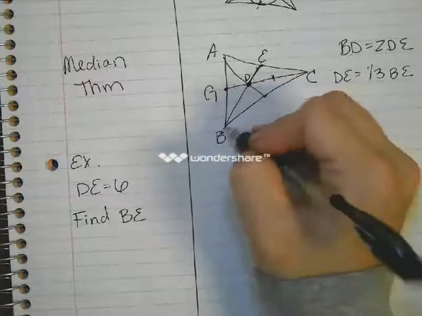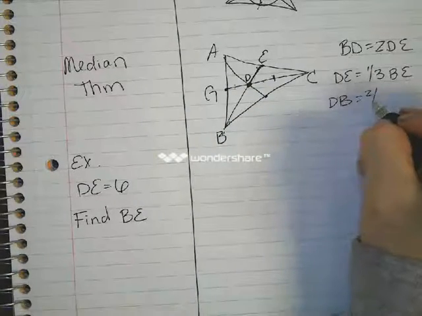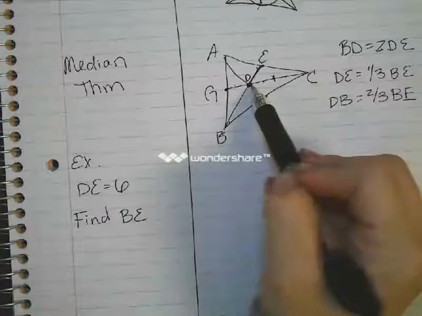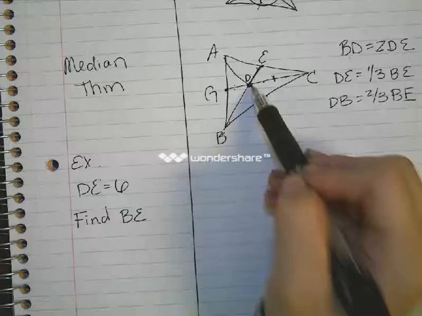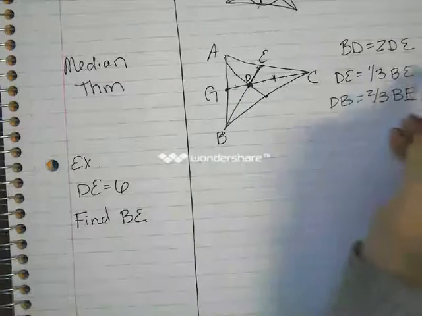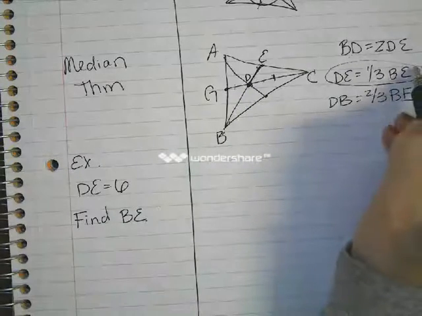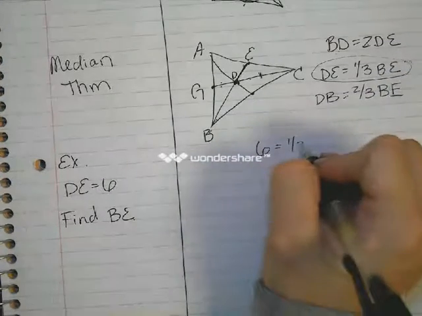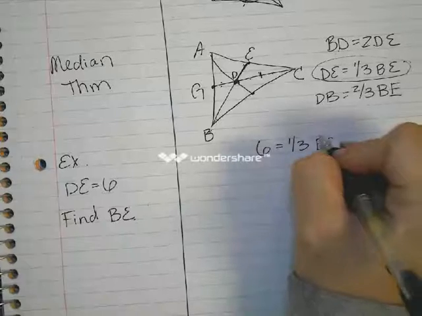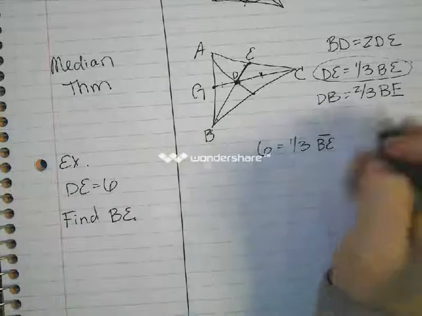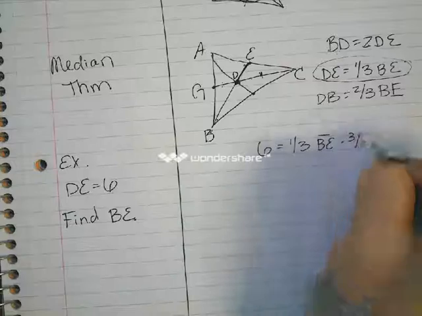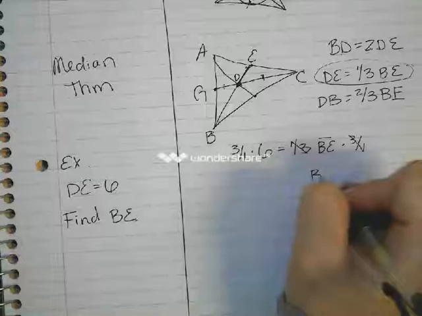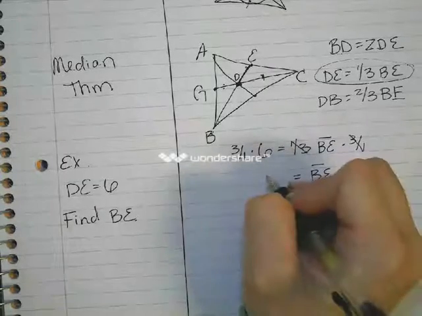We are told DE, okay? And we are asked to find the total. So, this is the one I'm going to use, okay? DE is 6, is equal to 1/3 of BE. To get rid of the 1/3, you just flip and multiply. So 3 over 1, 3 over 1. So BE is equal to 18. Okay. Another example of the same picture.